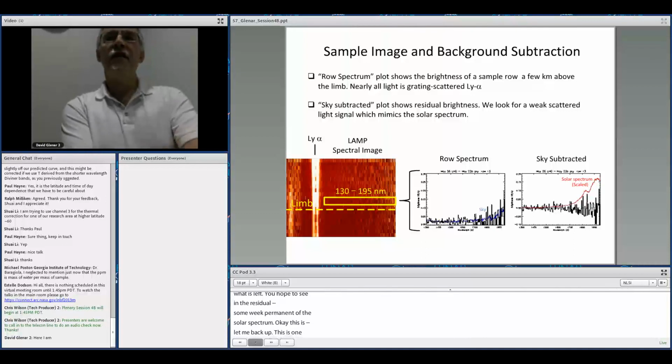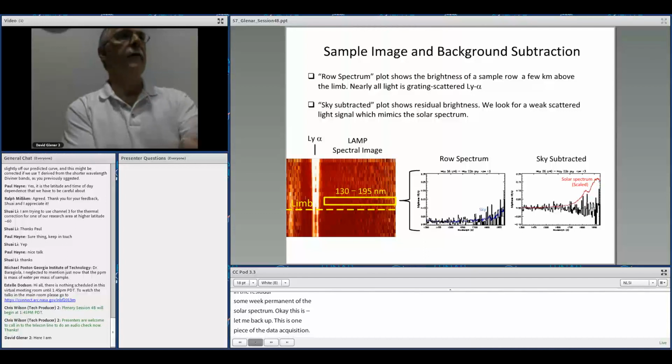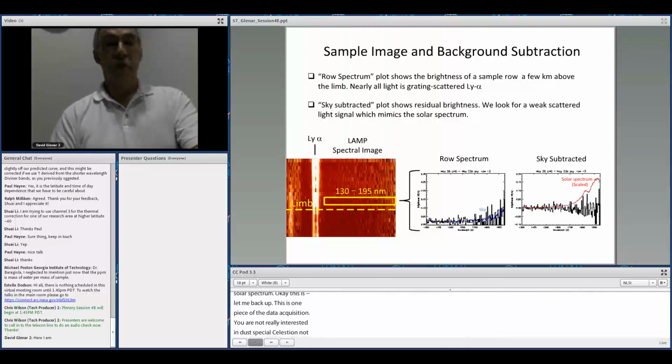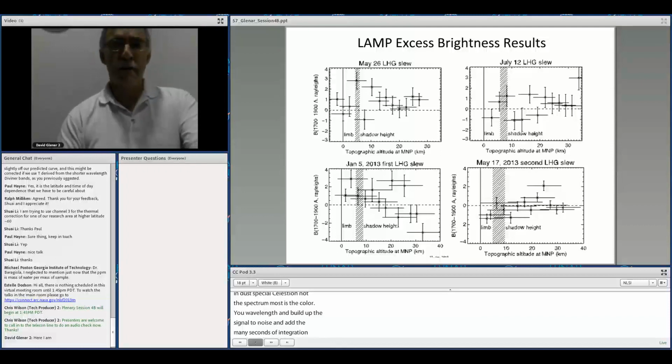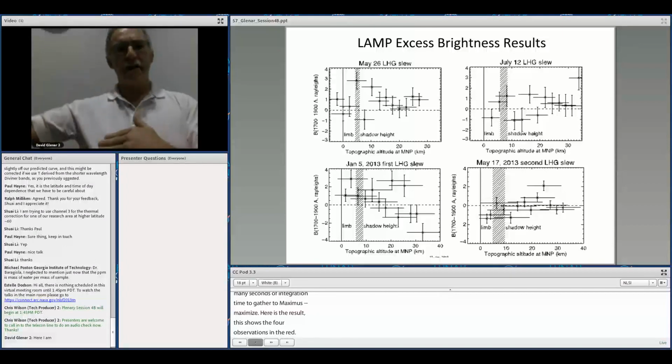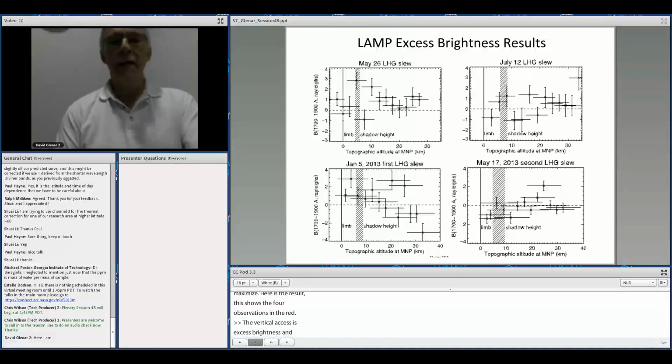You're interested in the dust spatial signal. You're not interested in the dust spectrum because it's a color. So you co-add in wavelength to build up signal to noise, and you add the many seconds of integration time together to maximize the detectability. And here's the result. This shows those 4 observations that were marked in red. The vertical axis is excess brightness, and the horizontal axis is sort of like tangent height, the distance above the terminator. And in 3 out of 4 of these observations, you see an excess light signal.